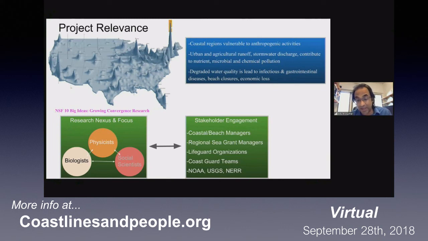Obviously, there is an iteration with the stakeholders, which could be coastal or beach managers, regional sea grant managers, lifeguard organizations, and it could also be already existing channels like NOAA, USGS, and National Estuarine Research Reserve, where NSF can pass on this information to them.